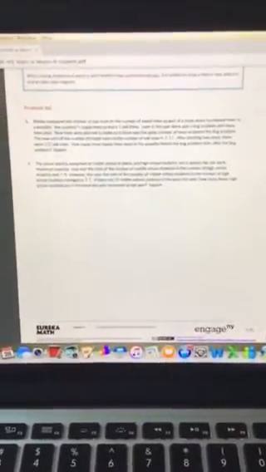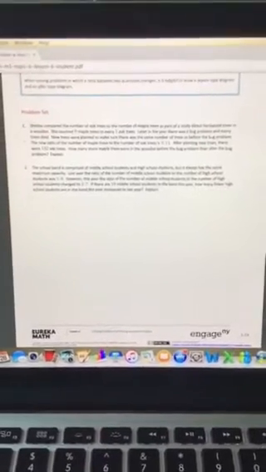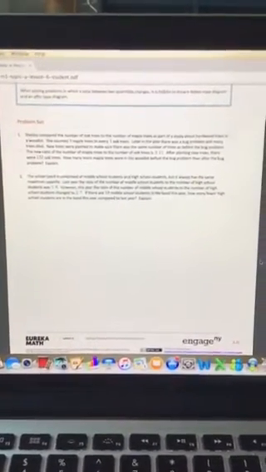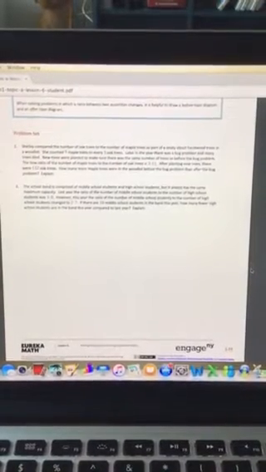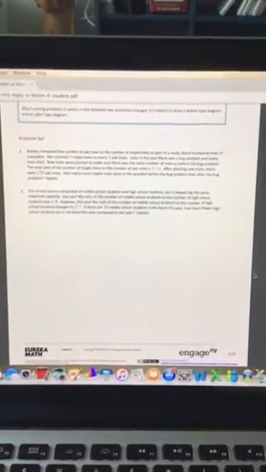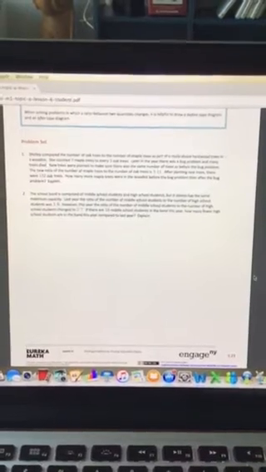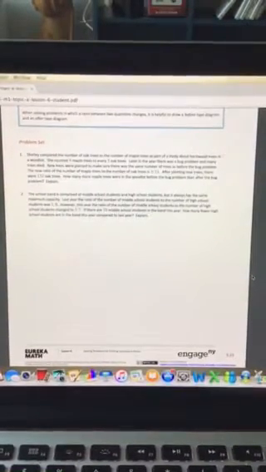maple trees. So let's go back to the question and see if we answered it yet. And again, I keep telling you guys this and I want to emphasize it. You need to reread the problem over and over again until you fully understand it. So I'm going to read it again. Shelley compared the number of oak trees to the number of maple trees as part of a study about hardwood trees in a woodlot. She counted 9 maple trees to every 5 oak trees.